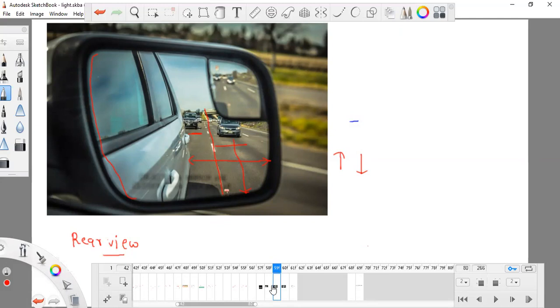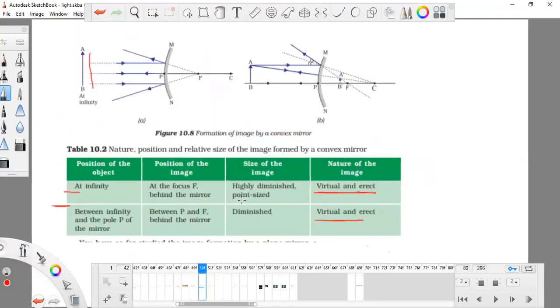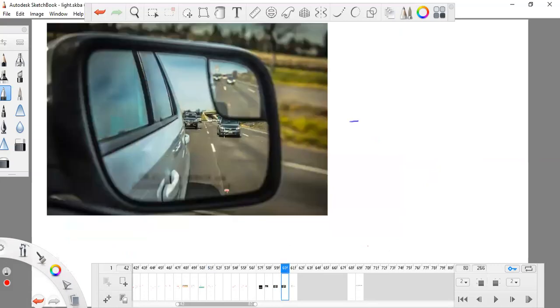It is forming two types of images, don't forget. One will be diminished and one will be highly diminished. In this case it is diminished, and because it is diminished, it is a small view.